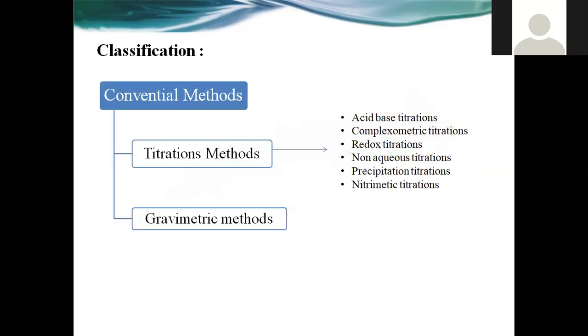In the classification of conventional methods, we can say there are two types: the titration method and the gravimetric method. In titration methods, we have acid-base titrations, complexometric titration, redox titration, non-aqueous titration, precipitation titration, and nitrometric titrations.